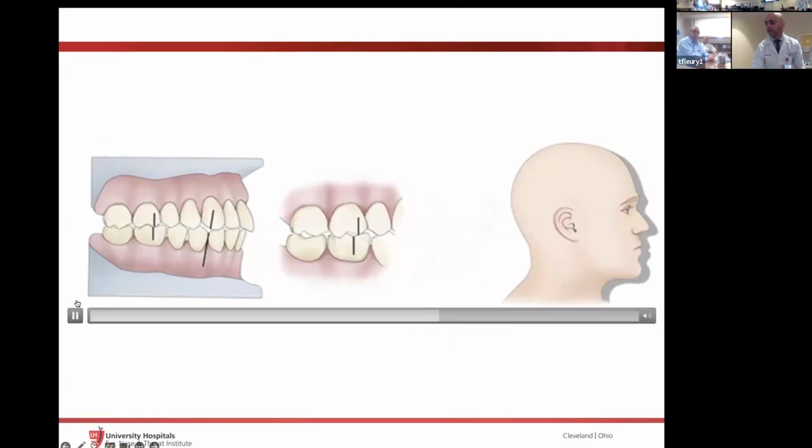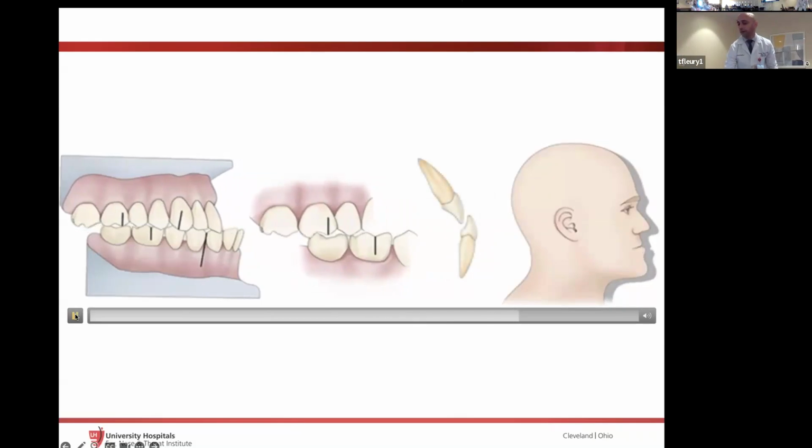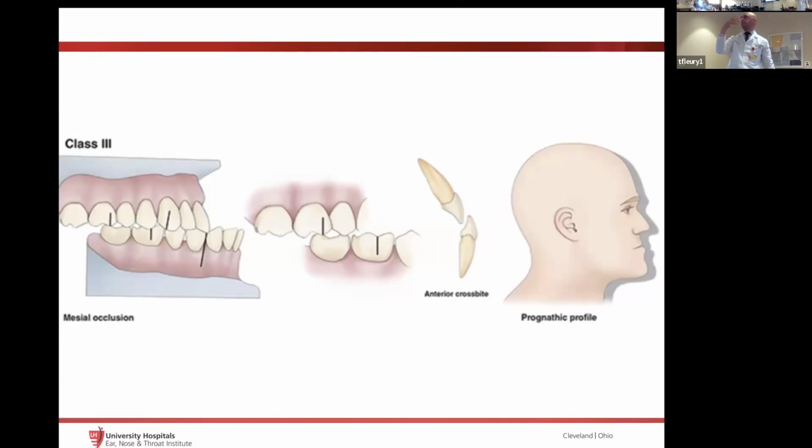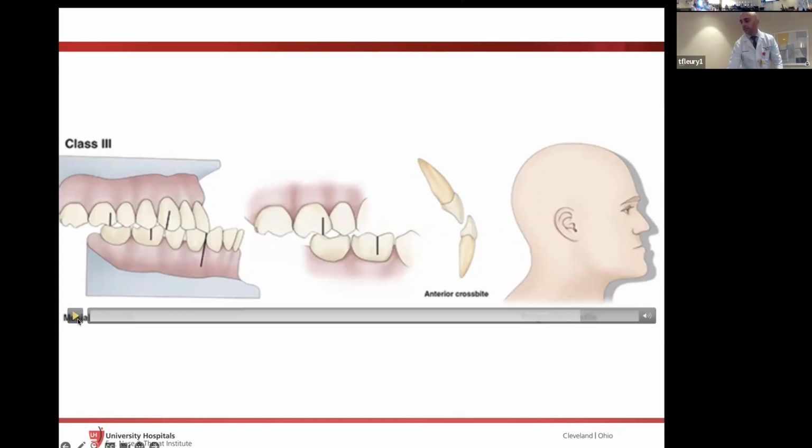And then we have the opposite, where most of the cases it's not because the jaw is too big, but it's actually the maxilla that is underdeveloped, and then the inferior teeth will be further reaching the superior teeth, and then we call that class 3.